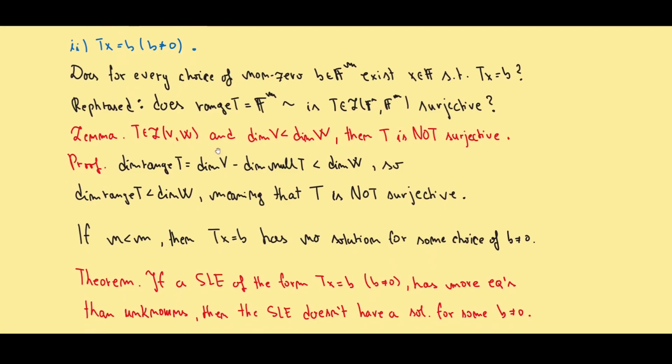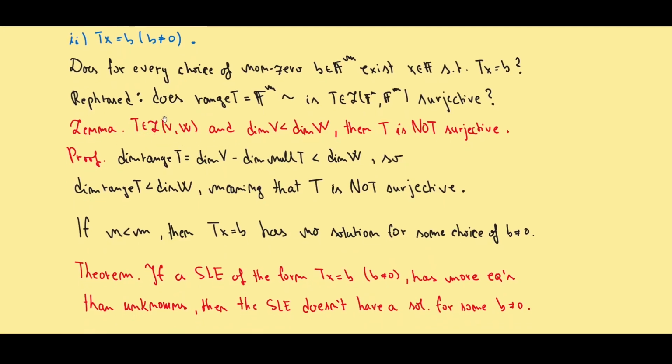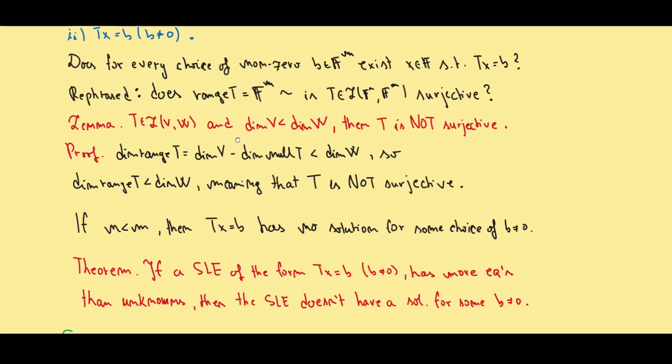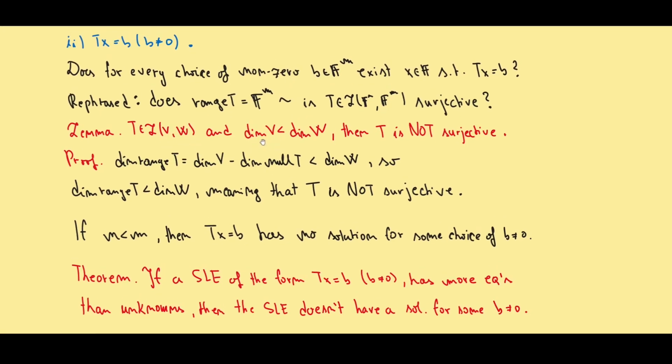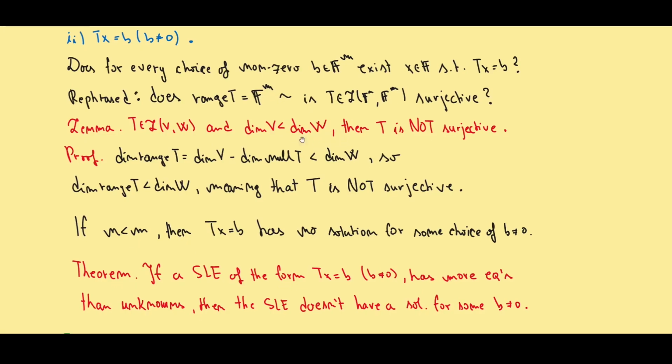Well, let's show this result: if T is a linear transformation from V to W, and the dimension of our starting space is less than the dimension of our target space, then T has no way of being surjective, that is onto, for linear transformations either just preserve the dimensionality of our starting space or they lower it. So if the target space is greater, then T should have no way of being surjective.